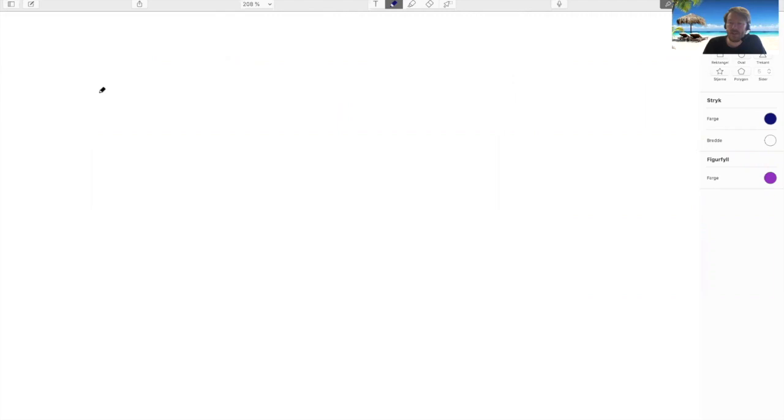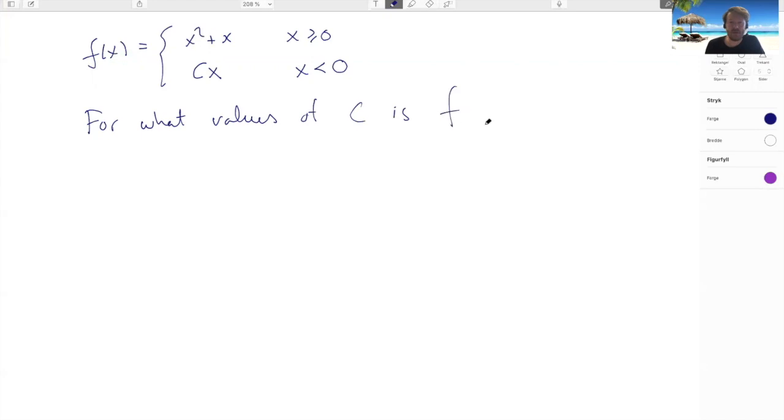So we're now going to give an example where we use the definition of the derivative to compute the derivative. And the example we're going to look at is the following. And now the question is, for what values of c is f differentiable at x equals 0? So the point here is, if we make a drawing of f, how does it look?